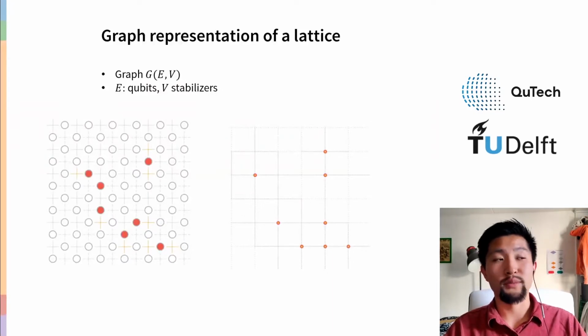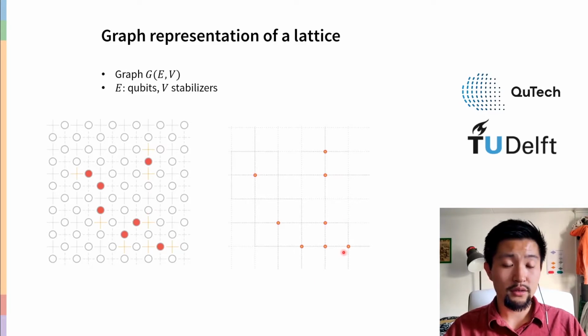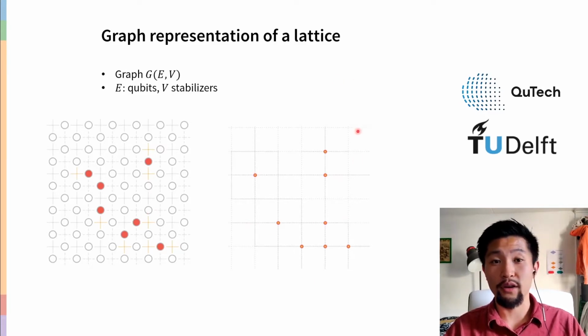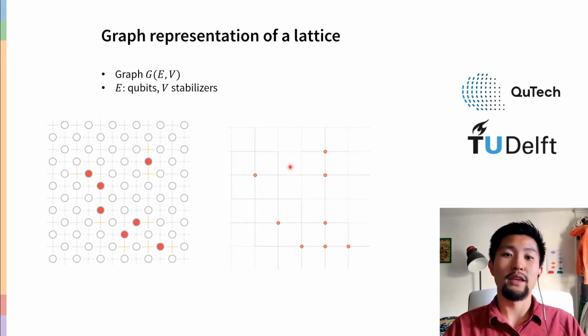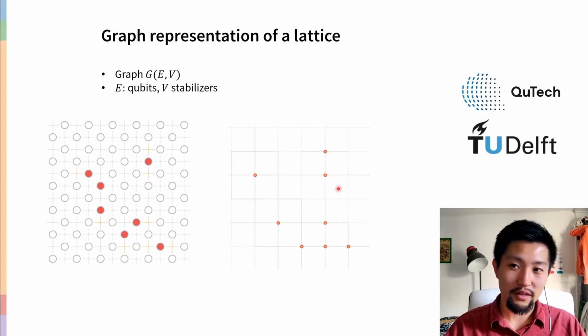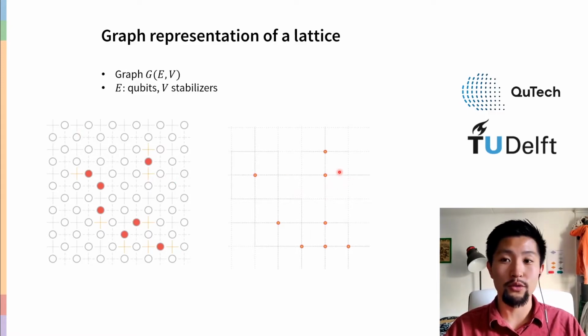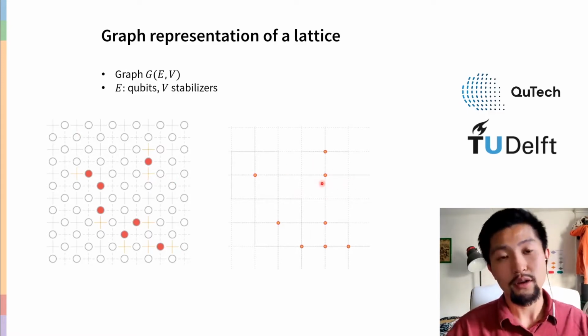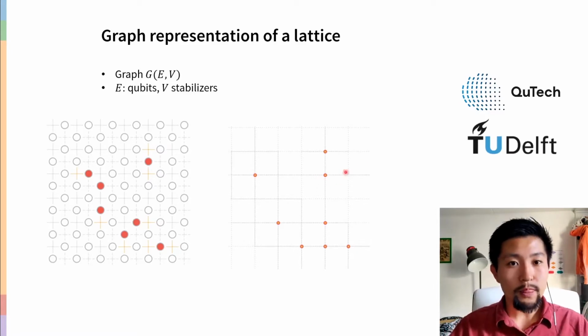So what is the graph representation? On the left, we have our very familiar toric code with the white circles as the qubits. Now within the graph representation, the vertices are what they are, they're the vertices, and the edges are equivalent to the qubits. Note that we have here accentuated the syndrome, or the non-trivial vertices or parity checks.